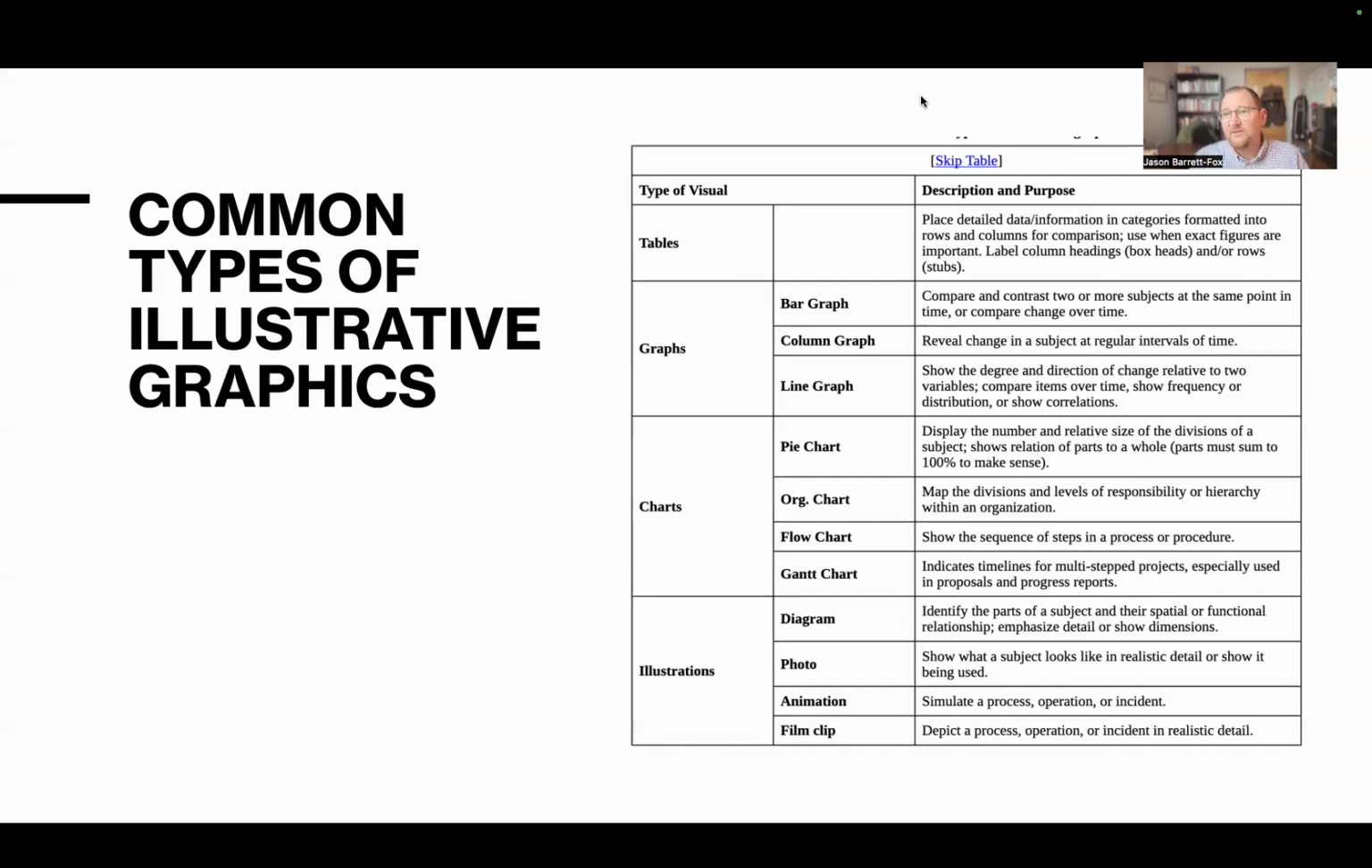Charts are also things you're aware of, you've used before. Pie charts, we've seen them a million times. It gives you the number and relative size of the divisions of a subject, and very usefully in some cases, it shows you the relation of the parts to the whole, so you get a sense of how parts relate to wholes there.